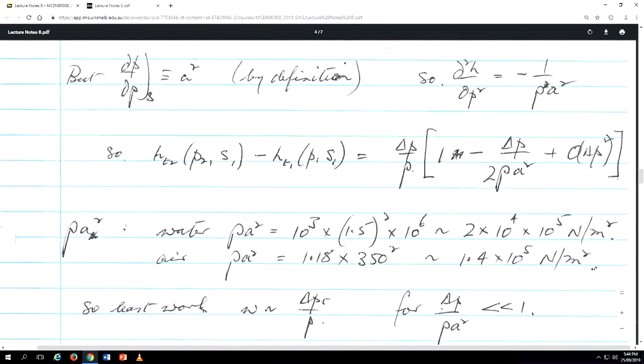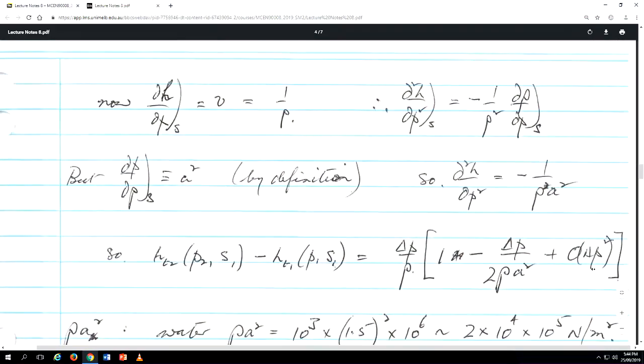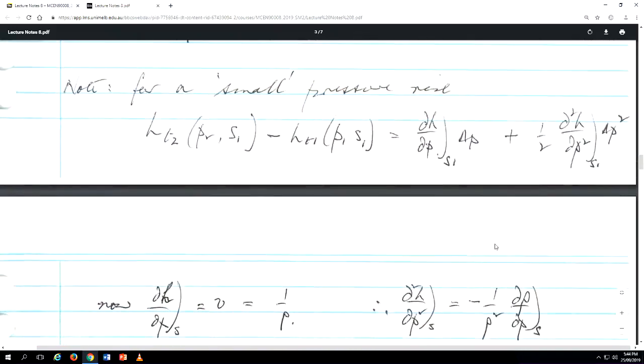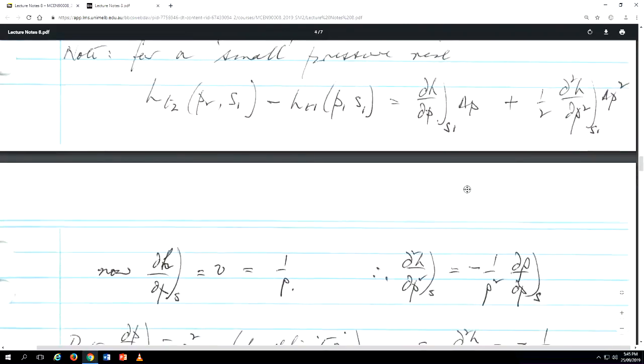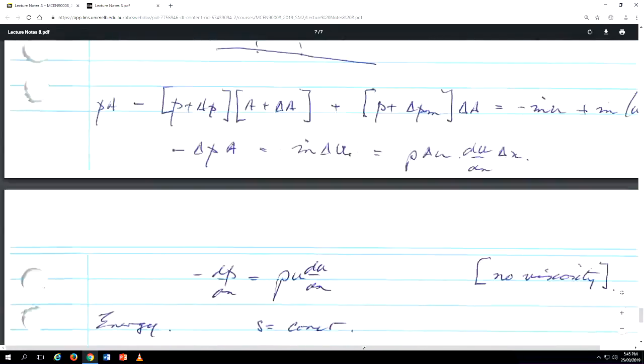I'm sorry. So I have this expression here, no, the one before it. So I've got, if I pull out the delta P here, and the dh/dP is 1 upon rho. So the first term here in a Taylor's expansion will be delta P over rho.